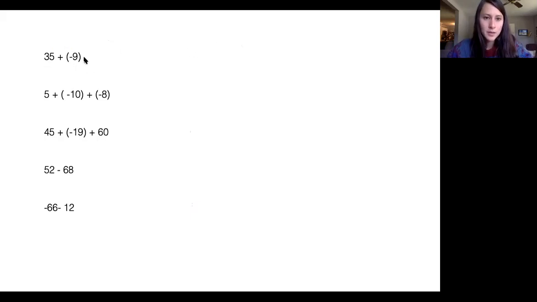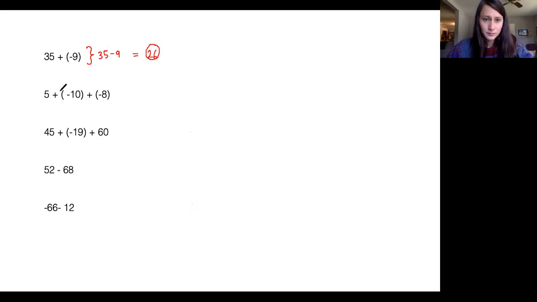So 35 plus negative 9. You could really look at this also as 35 minus 9. Remember, when you're adding a negative and the number in front is bigger, you can look at it as just subtraction too. And so this would be 26 as your answer.